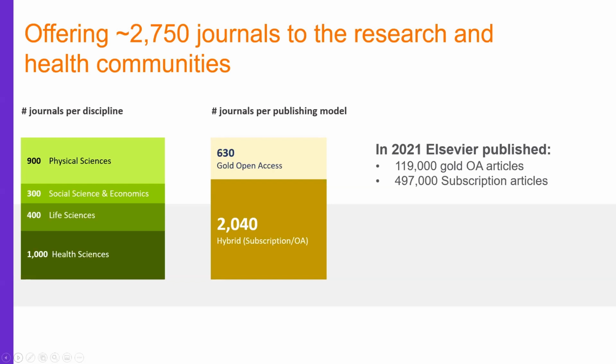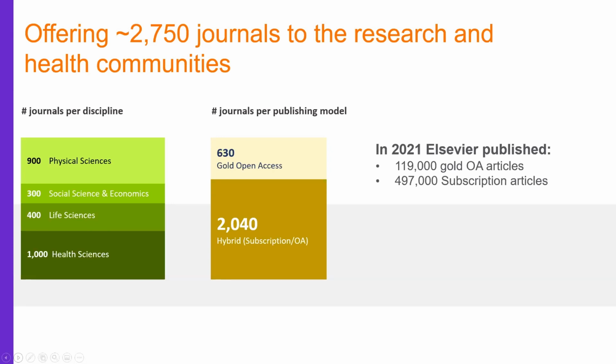You can see here disciplines, but also in the middle of my slide, you can see the publishing model. For now, you can see that most of our journals are hybrid. So you can publish in those titles subscription articles, but also open access articles. And we have 630 gold open access journals right now, which are totally open access. No other publishing options are allowed there.